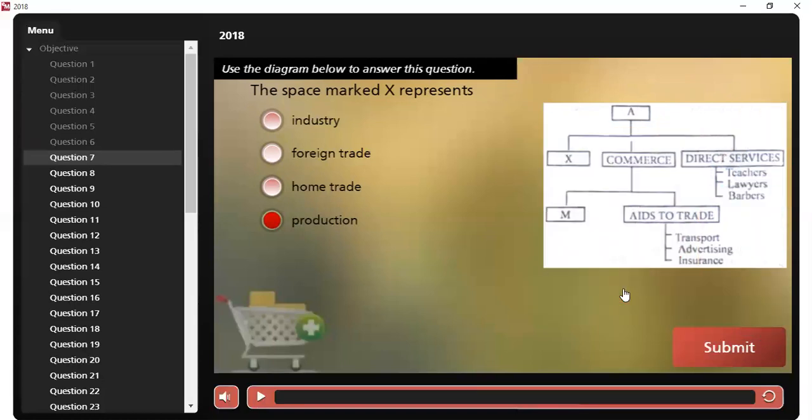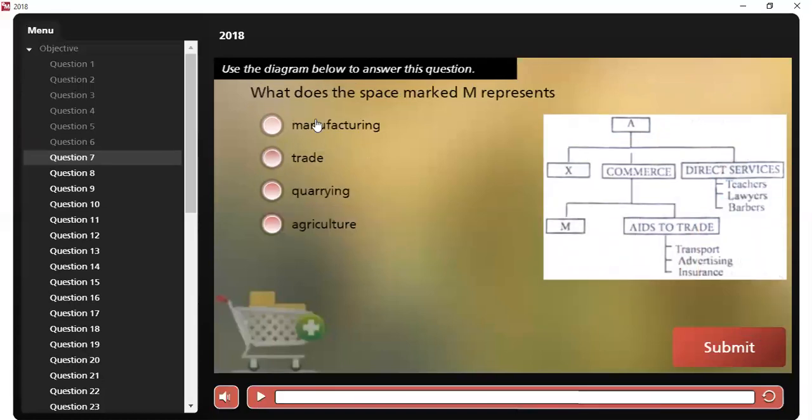The next question. What does the space marked M this time around represent? This M represents trade. We have trade and then aids to trade. So aids to trade is linked up to trade. So our right answer will be B, where we have trade.